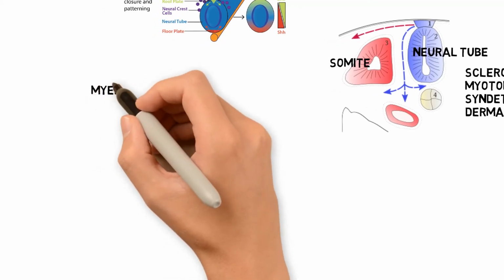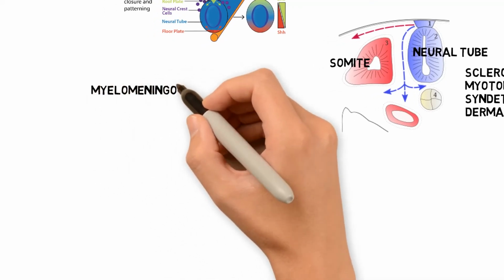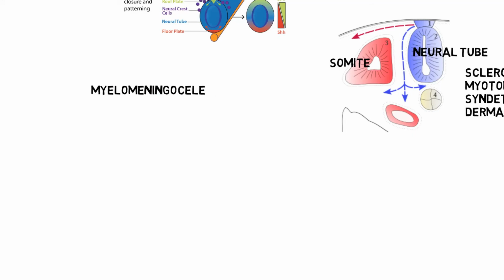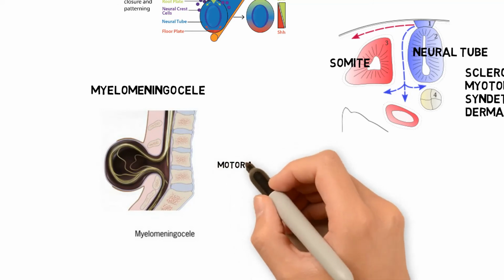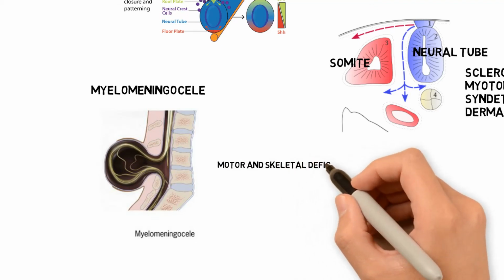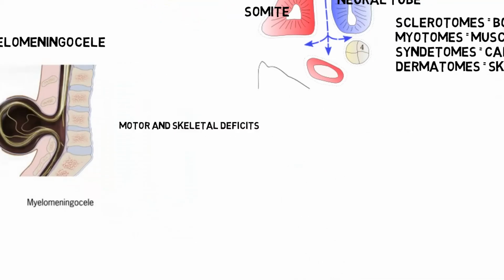A medical condition known as myelomeningocele occurs when the caudal end of the neural tube does not close all the way prior to birth. This leads to the spinal cord being open to the external environment and is not compatible with life. Surgery must be done within the first 24 hours of life to close the spinal tube. These children develop motor and skeletal problems below the level of the myelomeningocele.